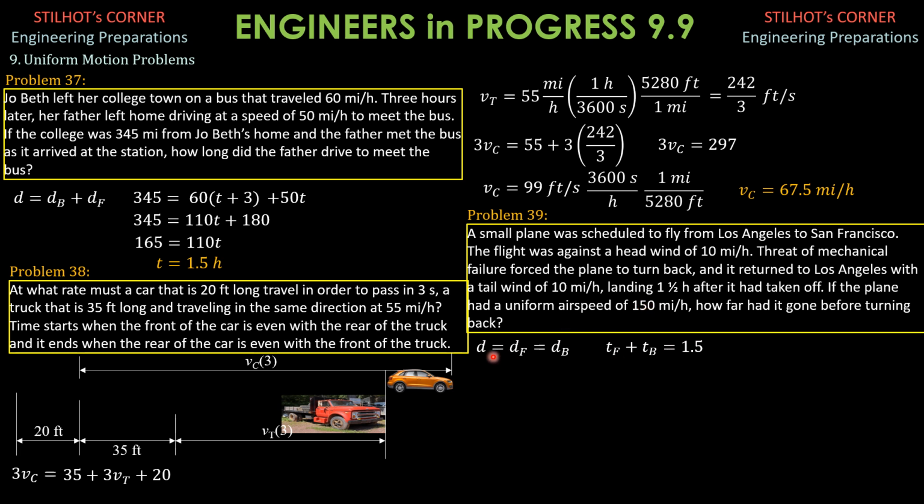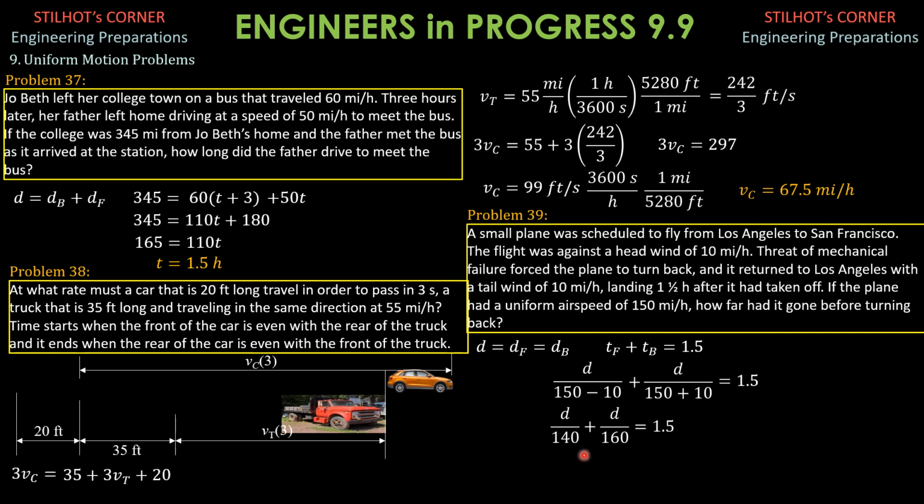So since the distance is the same going forward and going back, we'll call that D. So D over 150 minus 10 plus D over 150 plus 10 equals 1.5. So this is simplified into D over 140 plus D over 160 equals 1.5.